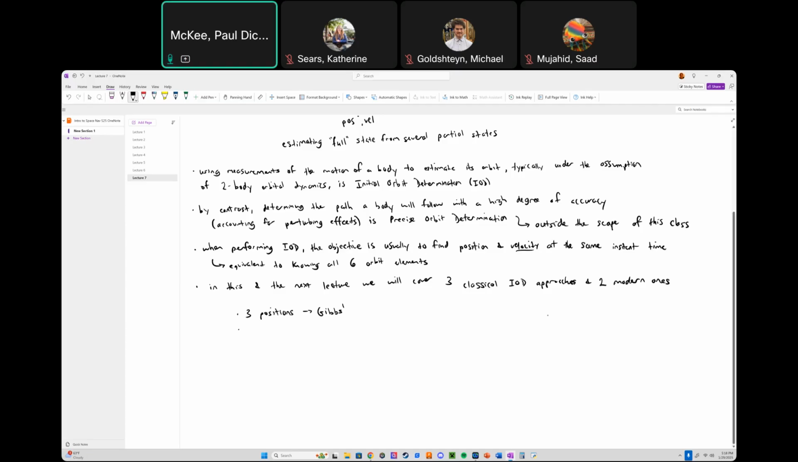You could also have 2 positions and some delta t, the time between them. This is referred to as Lambert's problem. Or you could have 3 or more line of sight measurements, which is typically Gauss's method. That's the classical.